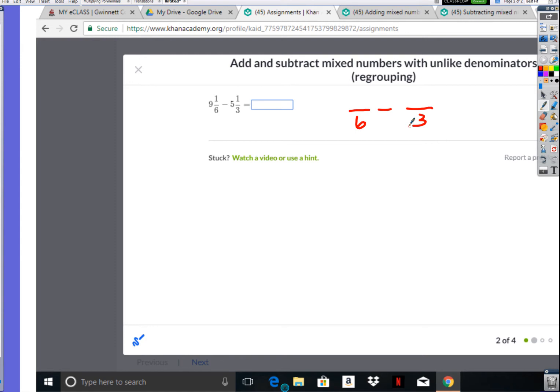Are you doing calculator tricks back there? What? Just write it down in your notebook. Feel free.